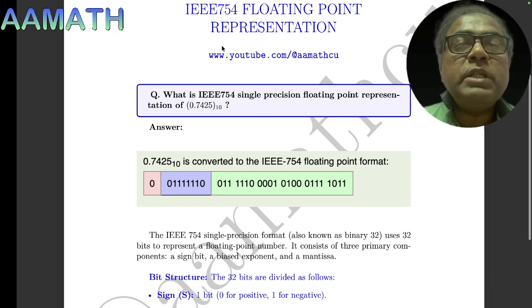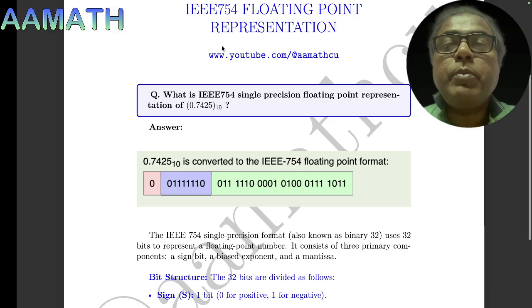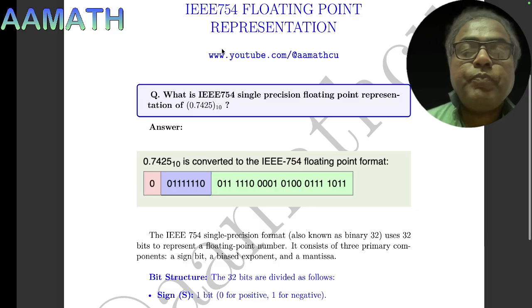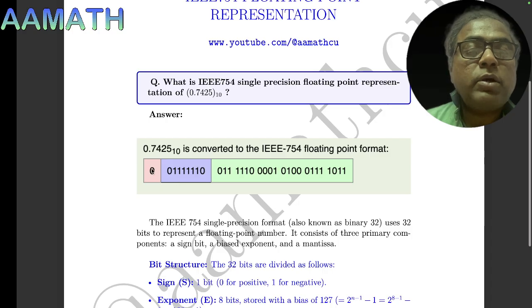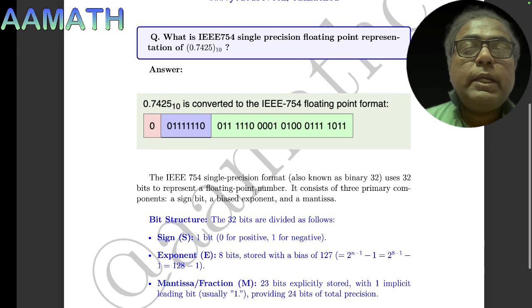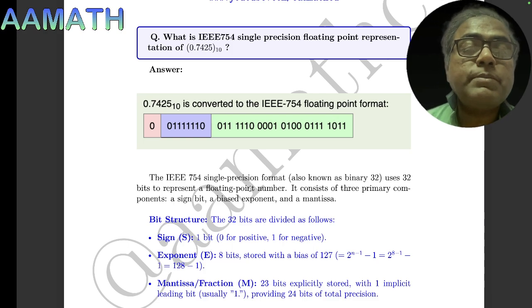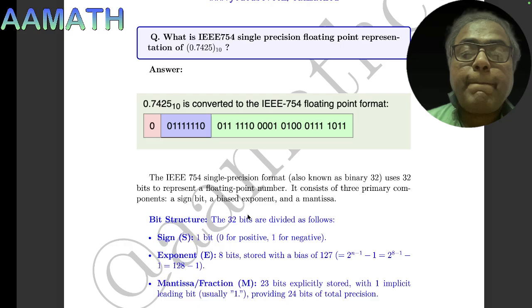What is the IEEE 754 single precision floating point representation of the decimal number 0.7425? The actual answer is this: 0, 1, 1, 1, 1, this, and this. Because the single precision format is binary, 32 bits represent a floating point number.